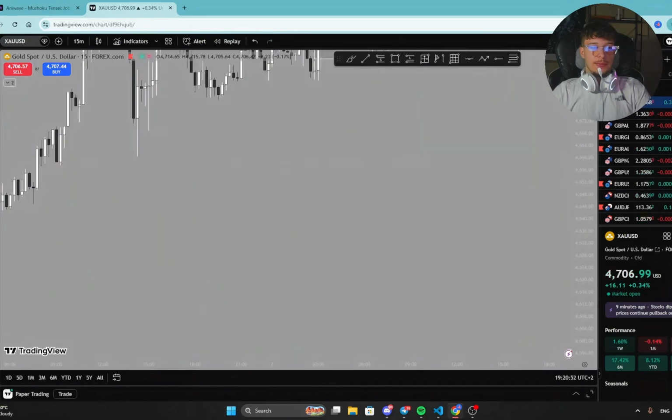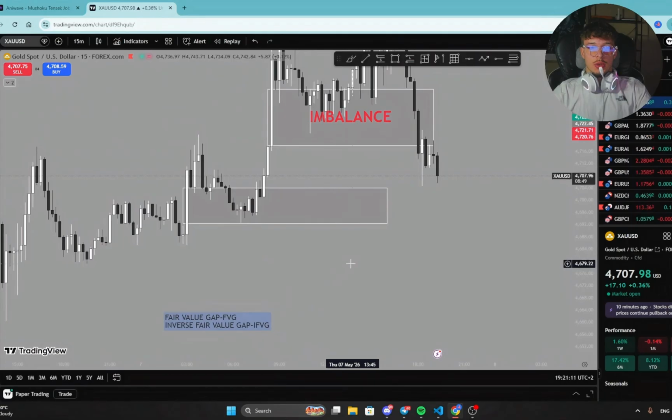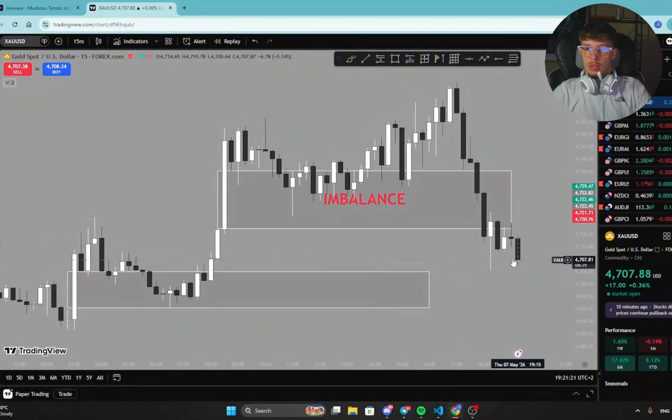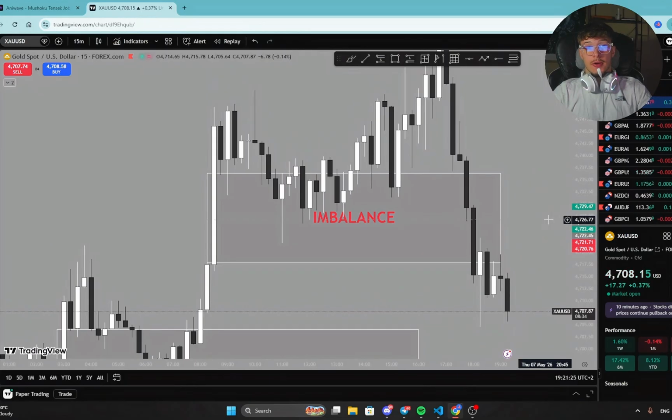We have two types of fair value gaps. We've got the standard fair value gap, or FVG, and the inverse fair value gap, or IFVG. So what is the difference between fair value gap and inverse fair value gap? I'm gonna show you a quick example with this thingy right here.